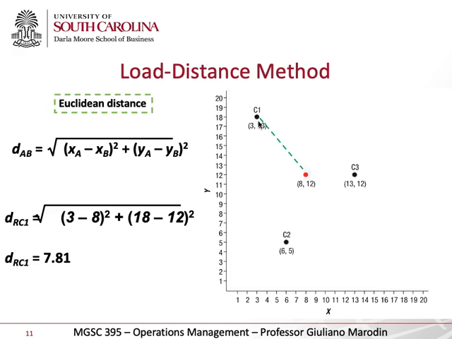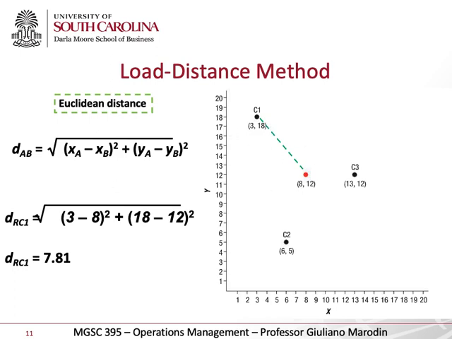It will be the square root of the square of this plus the square of this. So it'll be xa minus xb, so that's 3 minus 8, plus ya, which is 18, minus yb, which is 12, right? We do the math and we get 7.81. Okay, so that's this distance here.